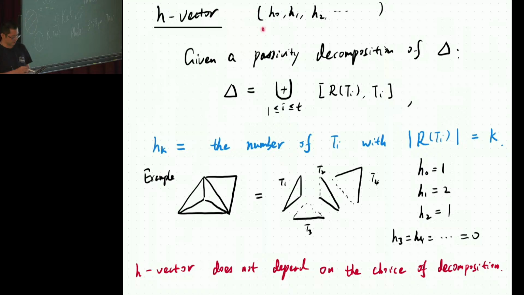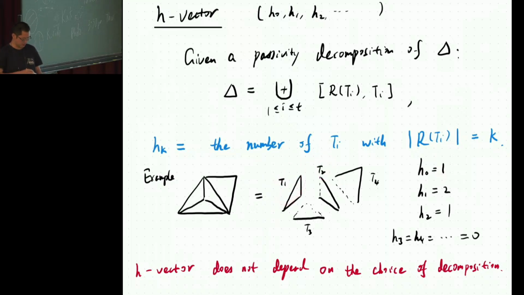Basically, it's a sequence of numbers. Given a passivity decomposition, you fix a number k, like k equal to 2. Then you count the number of these Ti such that the number of passive elements for this Ti is exactly 2. Then you count how many of them. So let's see one example. This is a triangulation. Here, first I count these trees with no passive elements. There's only one, so h0 is 1.